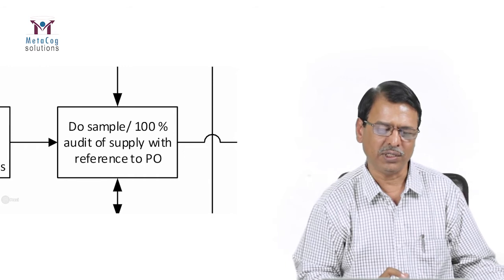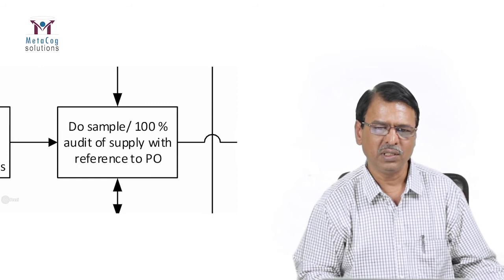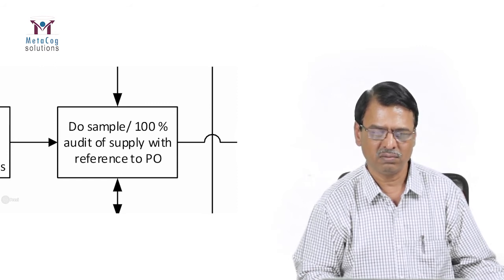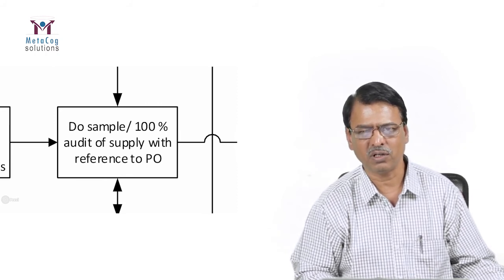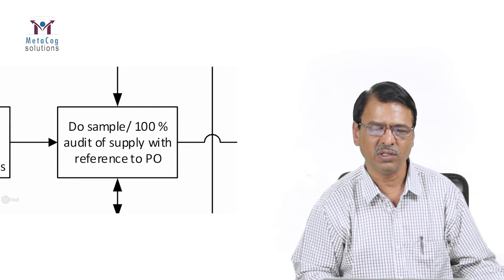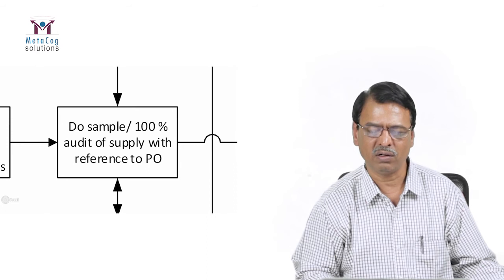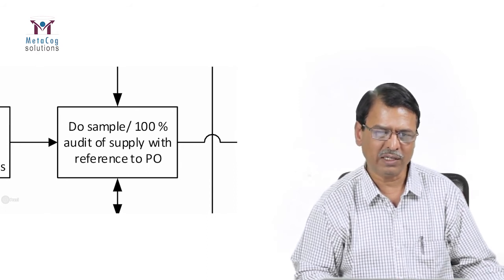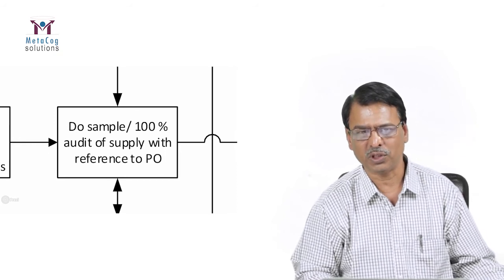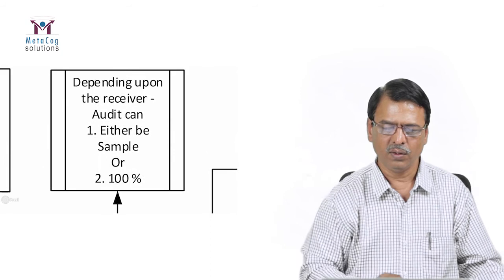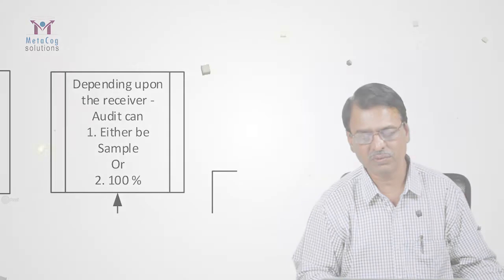So do a sample audit or 100% audit locally with reference to the PO. For example, as I mentioned, the supplier has delivered 1 lakh quantity of a buckle. There can be multiple part numbers of different buckles. Different watches can require different buckles. There can be 10 different part numbers, each part number giving 50,000, 1 lakh and so on. So when you receive so many items with a variety of part numbers, you do a sample or a 100% inspection with reference to your purchase order number. So depending upon the receiver, the audit can be either sample or 100%.